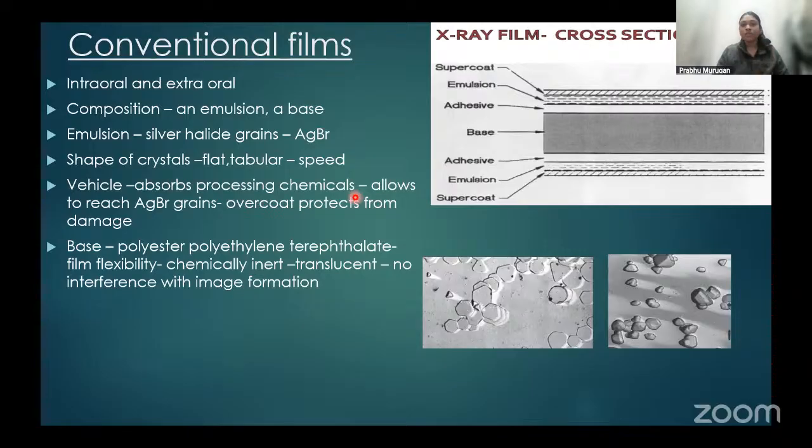The parts of the conventional X-ray film and the composition are going to be the same for both the intraoral and the extraoral X-rays. It contains silver halide, especially the silver bromide grains in the emulsion, and the base is made up of polyester, polyethylene terephthalate. Okay, so a few questions related to that.